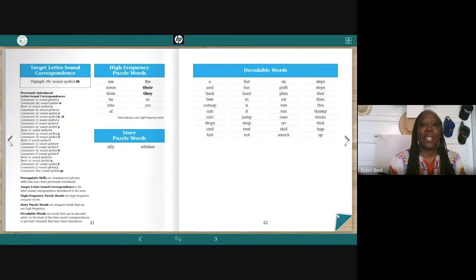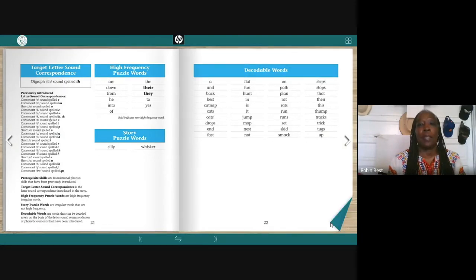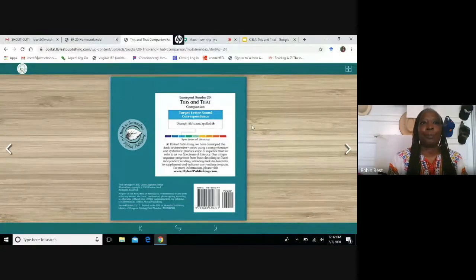Good job reading. We went over our digraph TH, but we saw some of the CK digraphs in there too. We had high frequency words and a lot of words that we could decode. So when you reread this book, I want you to look at this page and make sure you go over all of these words. We looked at some of them, but you look at all of them together. You did a great job, Ready Readers.